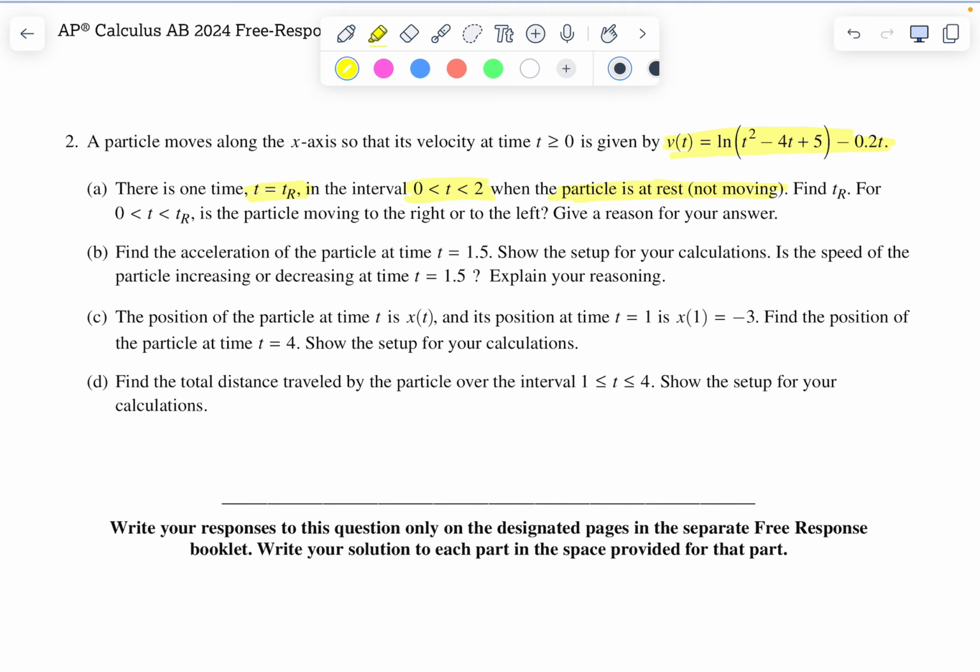So let's recall. If the velocity is positive, what's happening to my particle? If the velocity is positive, the particle is going to the right. If the velocity is negative, the particle is going to the left.